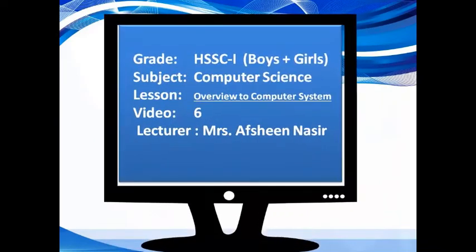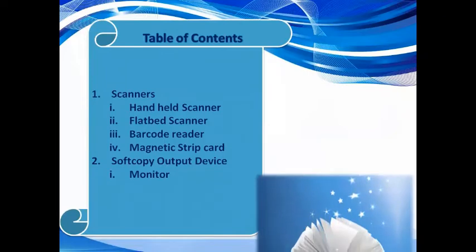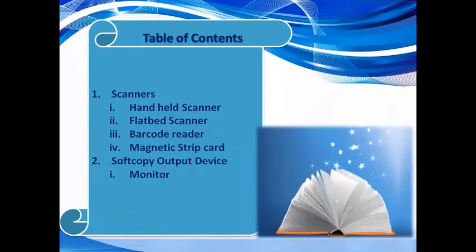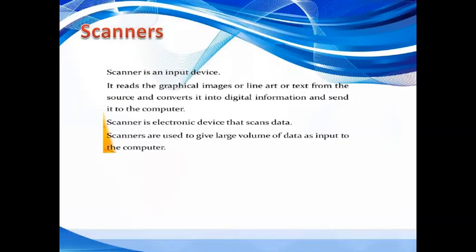Dear students, this lecture is for grade first year, subject computer science, and we are on sixth video lecture, chapter number 1, overview to computer system. So today we are going to start scanners and the types of the scanners: handheld scanners, flatbed scanners, barcode reader, and then magnetic strip cards. And then we will continue with soft copy output devices, and we will discuss monitor. So let's start with the scanners.